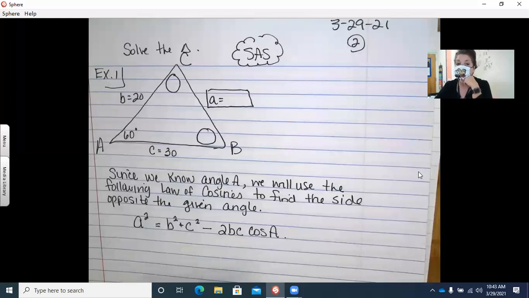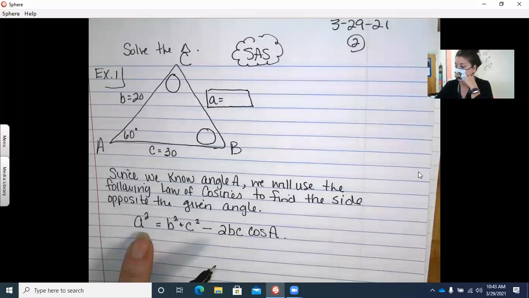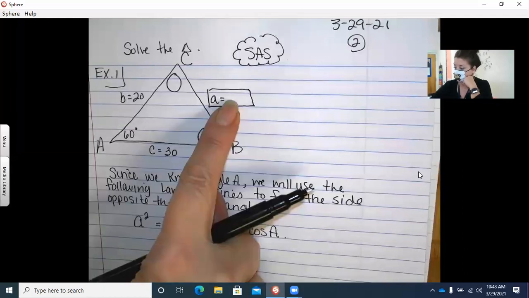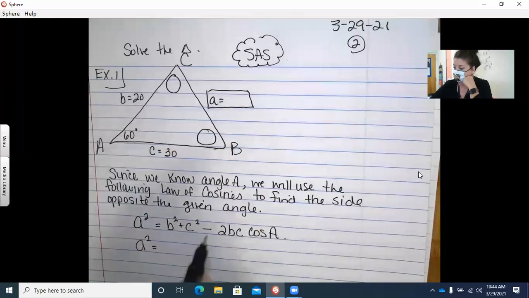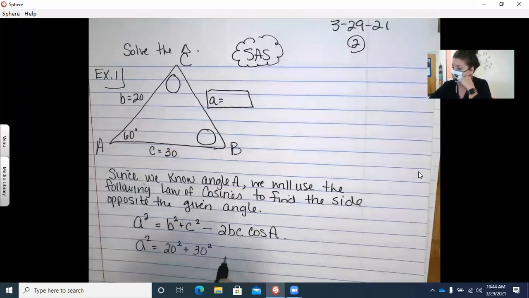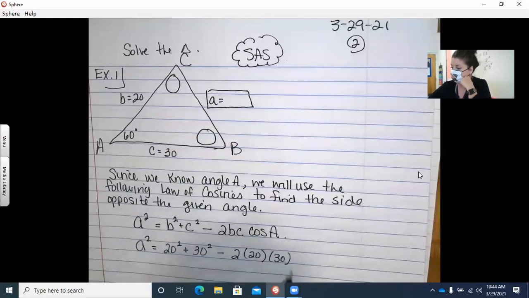So this is a lowercase a, right? It's not talking about the angle, it's talking about the side a. I don't know a, but I'm trying to find it. b squared, that's lowercase b, talking about a side, so 20 squared plus c is 30 squared minus 2 times b is 20 times c is 30 times the cosine of angle A, so the cosine of 60 degrees.